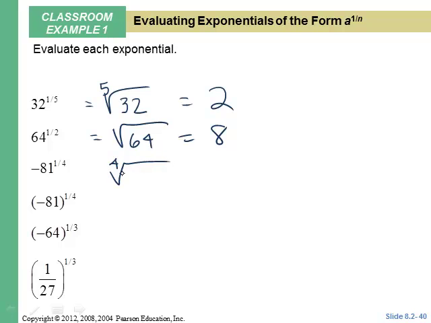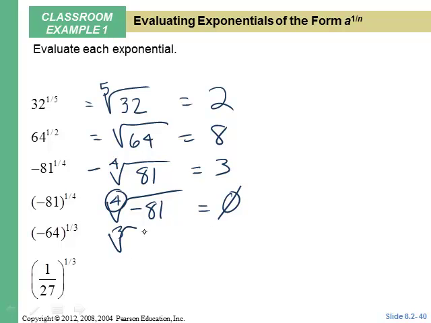of 81 with the negative sign in front of it, which is 3. This is the fourth root of negative 81. Since the negative sign is inside, we would say that's the null set. The cube root of 64 with a negative sign is negative 4. And the last one, the cube root of 1 over 27, which is 1/3.